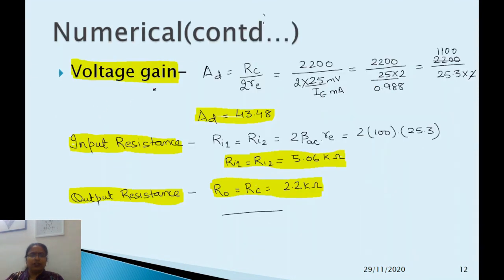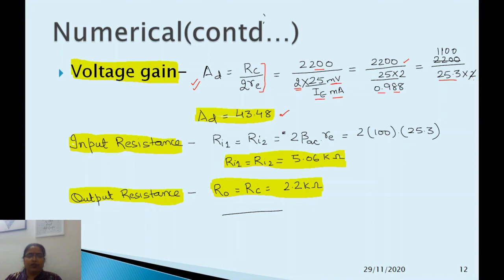So first coming to the voltage gain. The expression for the voltage gain for the dual input unbalanced output is RC upon 2 re. Now RC is equal to 2200 or 2.2 kilo ohm upon 2 into, now re is equal to 25 millivolt upon IE, which will be in milliampere. So it is equal to 2200 upon 2 into 25 upon 0.988, that is already in milliampere. So it is equal to 2200 upon 25.3 into 2. Now cancelling the 2, it is 1100 by 25.3. So now AD is equal to 43.48.